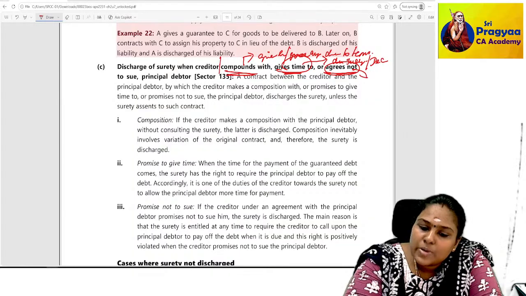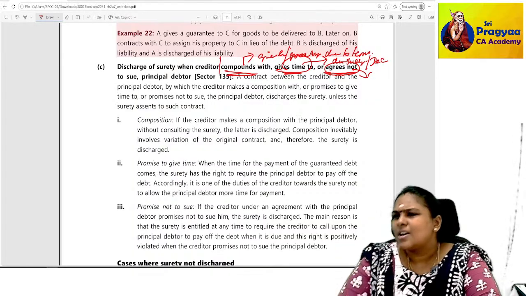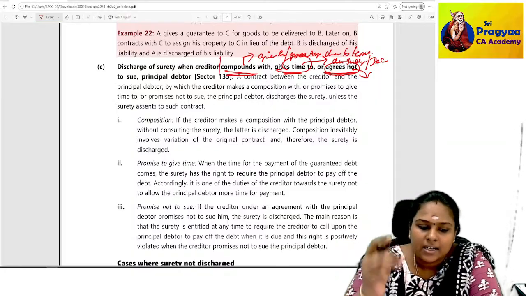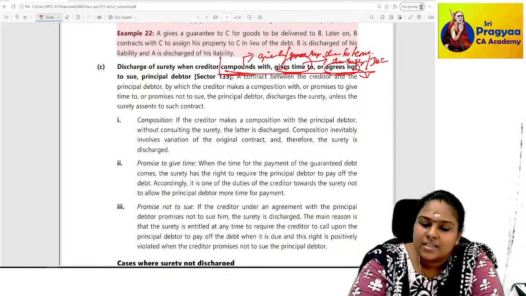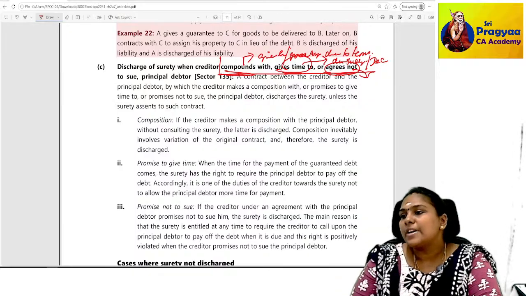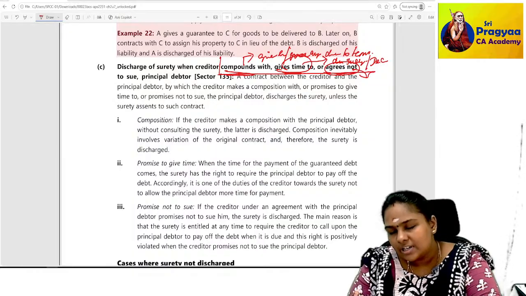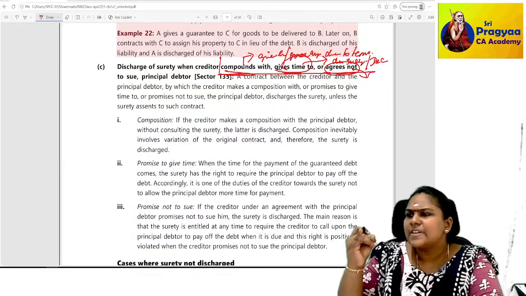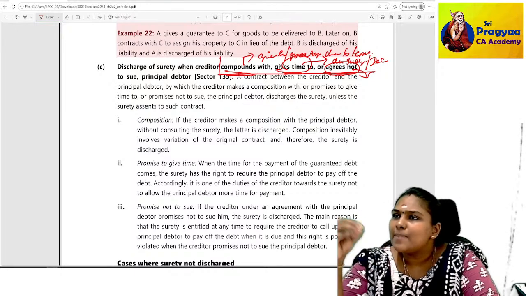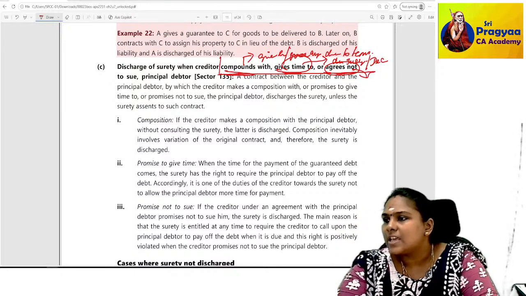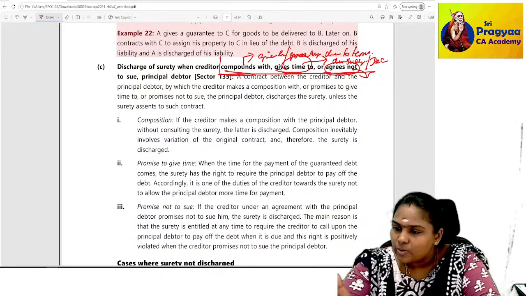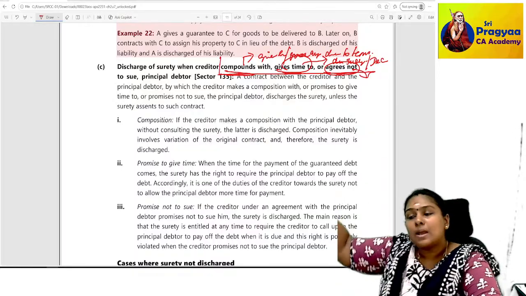Agrees not to sue means நீங்க எனக்கு தரலன்னா கூட பரவாயில்ல சார், நான் உங்க மேல கேஸ் எல்லாம் போட மாட்டேன். Who's saying that? Creditor is saying to the principal debtor. Now in all these cases, if we are giving all these benefits to the principal debtor, automatically who stands discharged? Surety stands discharged. Okay, what is the first one? Compounds with. Compounds with the meaning enna? Gives any benefit or changes any terms of the contract. Second one, to give time, which means due date is somewhere near and he is giving extra time for payment.